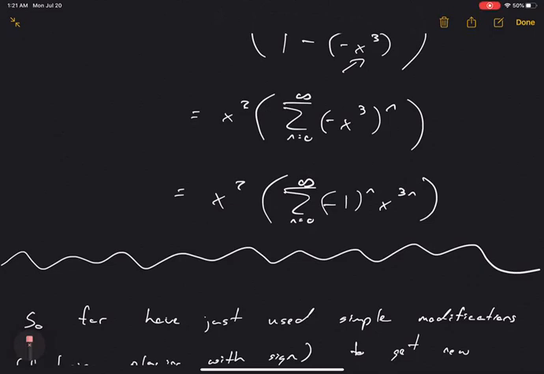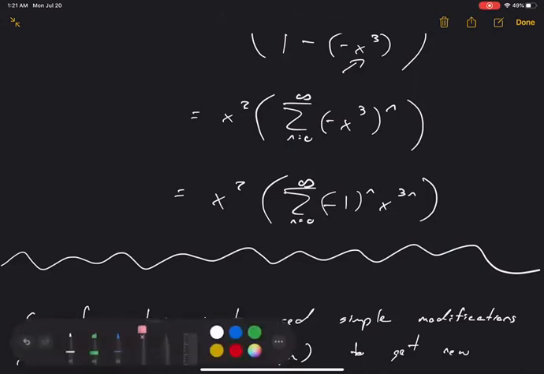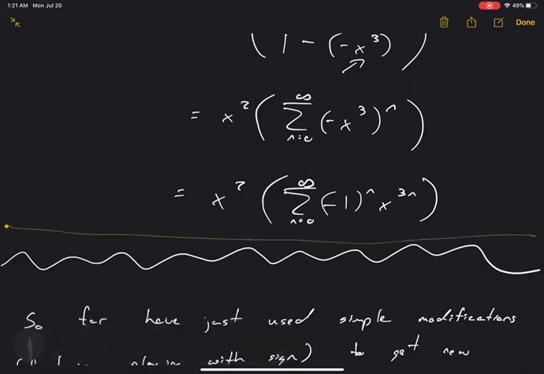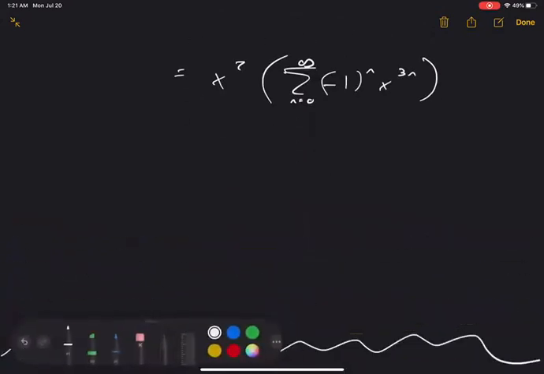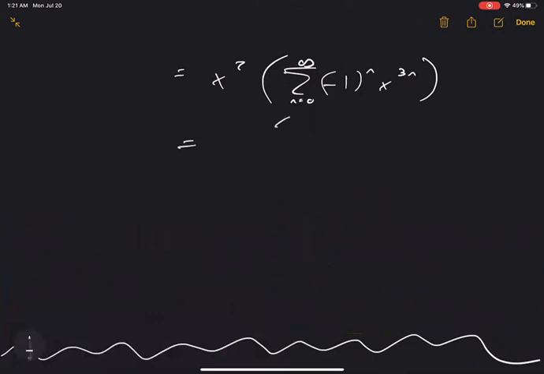All right, now I've got x squared, and the stuff inside the parentheses is now simplified. Now let's bring the x inside. I want everything inside my series, inside the summation sign, at the end. So let's bring that x squared inside. I've got x squared times x to the 3n.